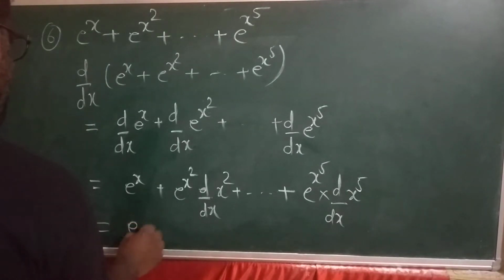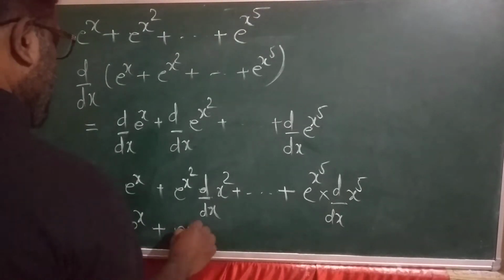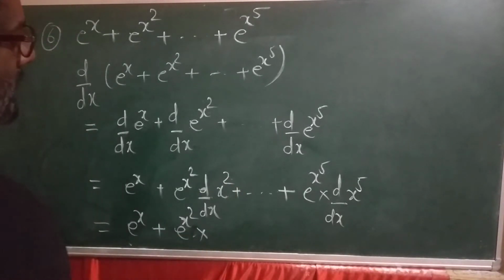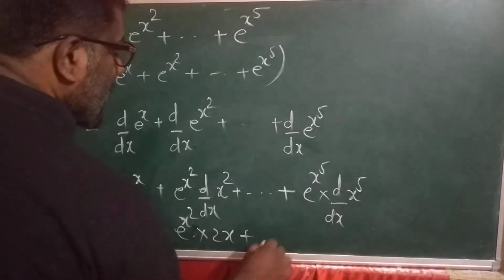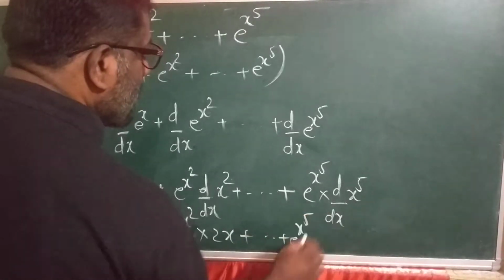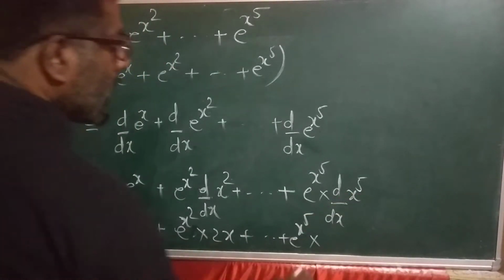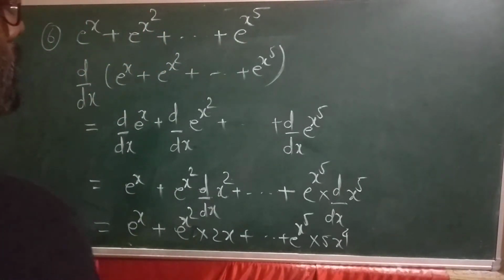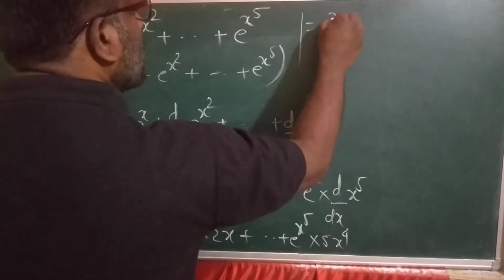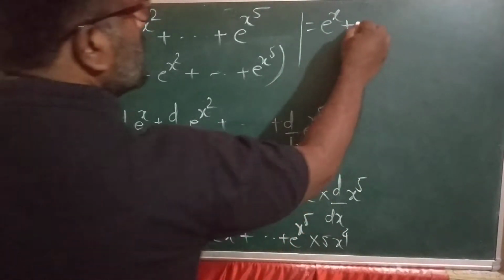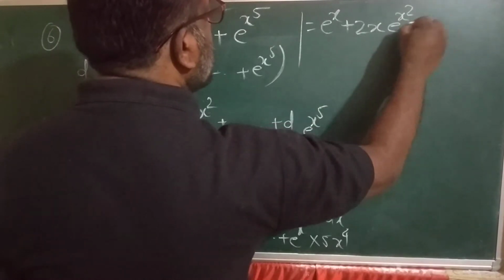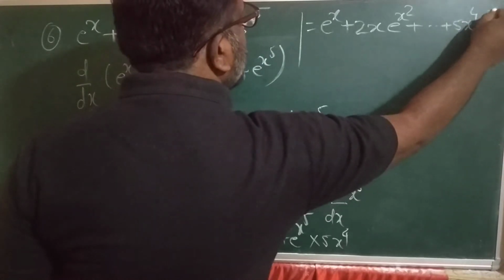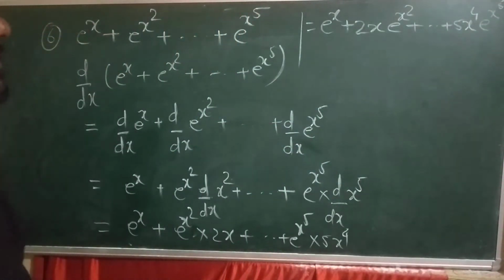So we'll have e to the power x plus e to the power x square into the derivative of x square, which is 2x, plus e to the power x to the power 5, and the derivative of x to the power 5 is 5x to the power 4. Now finally you can write e to the power x plus 2x e to the power x square plus up to 5x to the power 4 e to the power x to the power 5. So this is our final answer.